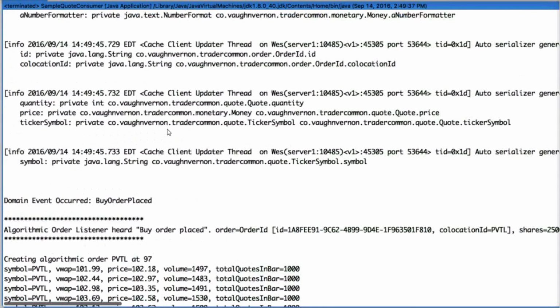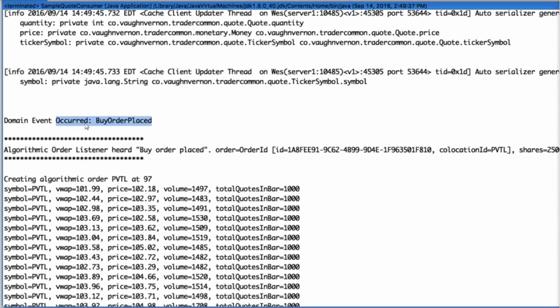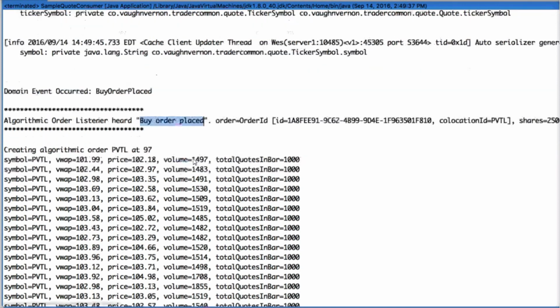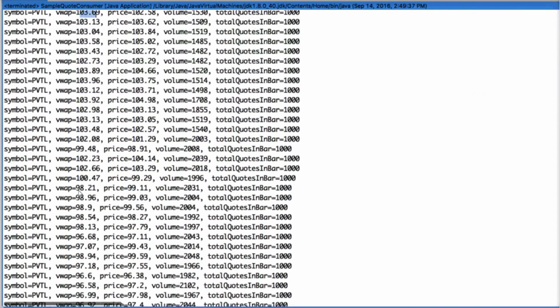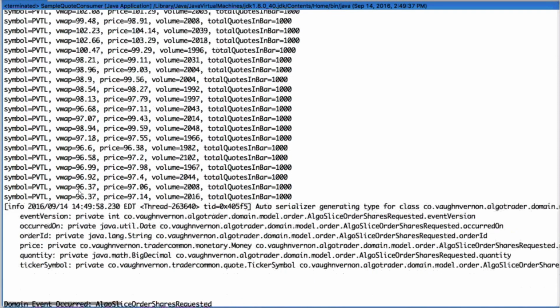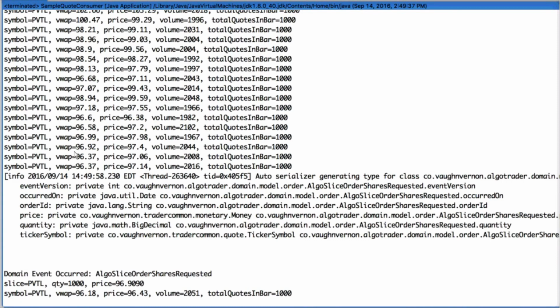All right, what happened? Let's go back. The buy order was placed. That's when I pushed buy. The algorithmic order listener in the other bounded context was listening for a buy order placed, and that submitted the trade for 25,000 shares. And the algorithmic engine submitted that algorithmic order, Pivotal at 97. And so as trades are coming in for the VWAP price, we get down to where the order was triggered.